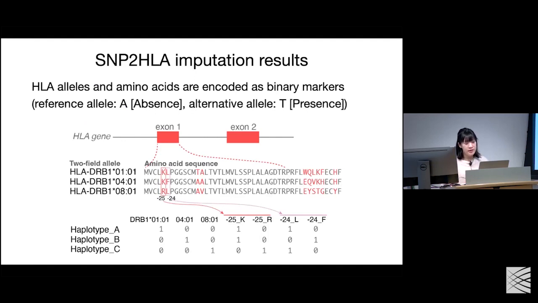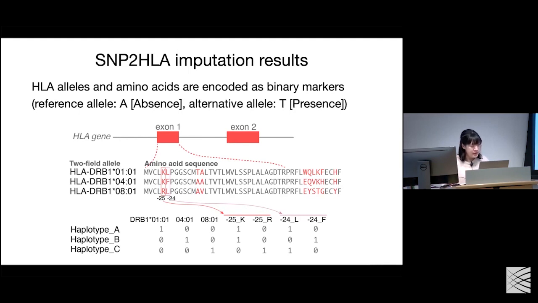And finally, I will briefly explain how to interpret and use the HLA imputation results. The HLA alleles and amino acid sequences in the imputation reference panel, as well as the post-imputation file, are coded as binary markers, where the reference allele A indicates the absence of the allele, and the alternative allele T indicates the presence of the allele. So in this example, haplotype A of one individual, if we have the DRB1*01 allele for this individual, we should have one coding for the DRB1*01 allele, designated by the alternative allele T, but 0 for the other alleles, because this is not 0401 or 0801.